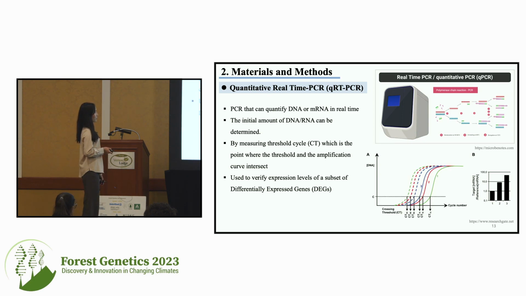Quantitative real-time PCR is PCR that can quantify DNA or mRNA in real time. So the initial amount of DNA or RNA can be determined by measuring the threshold cycle, CT, which is the point where the threshold and the amplification curve intersect. qRT-PCR was used to verify expression levels of a subset of differentially expressed genes, DEGs.